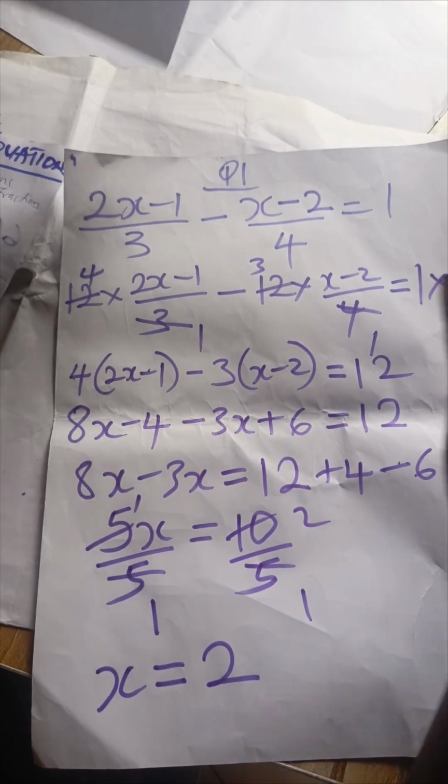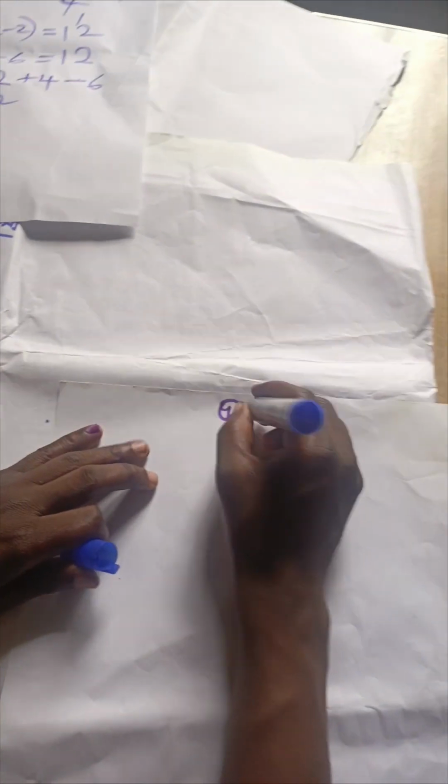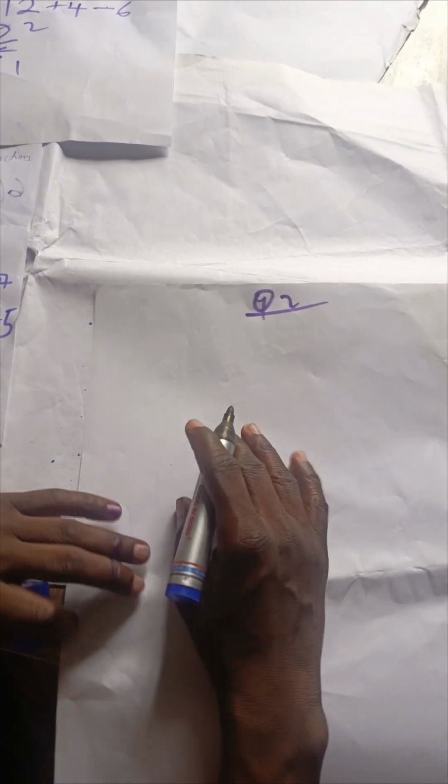Now let's look at this. This is the question 1. Now let's go to the question 2. That's our final question for the day. Question 2 is: find the truth set of the equation.